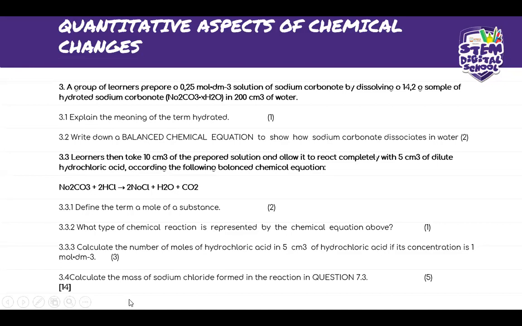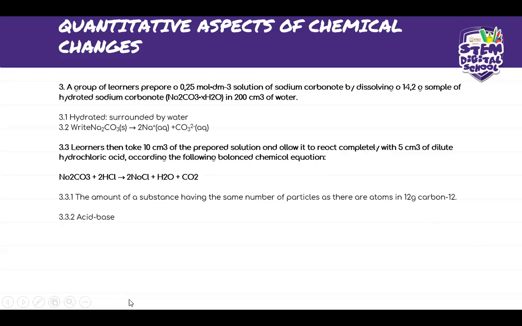Okay, so we've got an answer. Somebody says it has water in it. Okay, what do you guys think? Does anybody know? Guys, this is revision. It's nice when you participate so that we can see how much you know and how much you still need to learn. Exactly, our gentleman here is right. He says it has water in it, and here it says hydrated means surrounded by water.